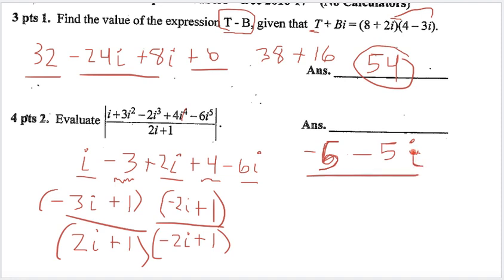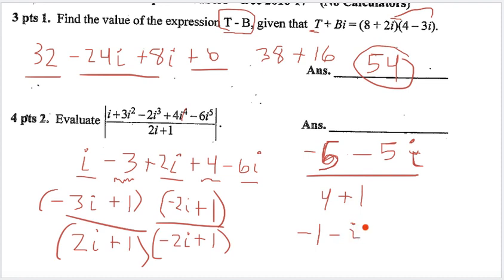Let's see if I can make that better. In the denominator, this should come out to an integer. Let's see what the integer would be. It's the difference of squares. So I have 2i times negative 2i is negative 4i squared, which is positive 4. And then I have 1 times 1, which is 1. So I have 5. Oh, they're all divisible by 5. So let me divide them all by 5 and get negative 1 minus 1i.